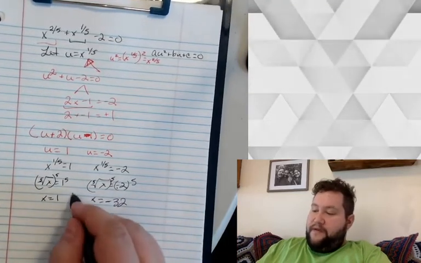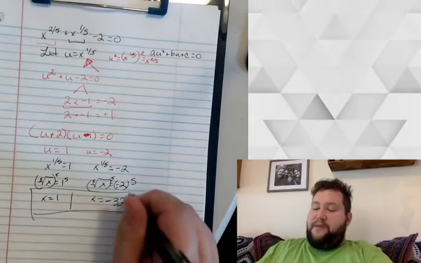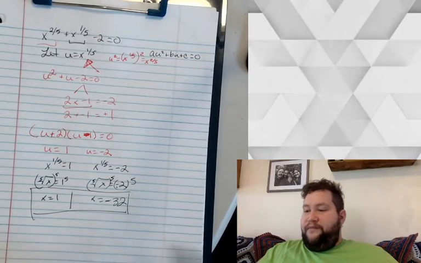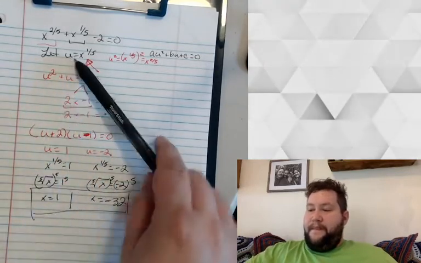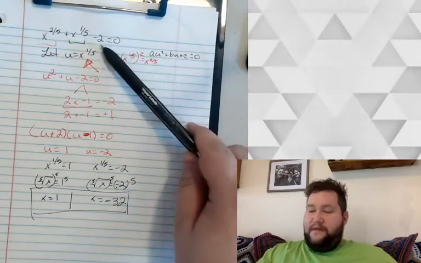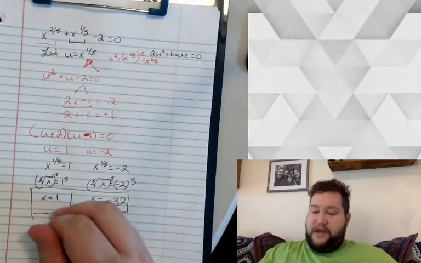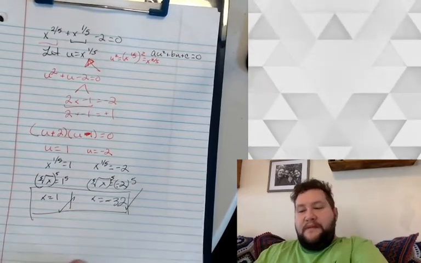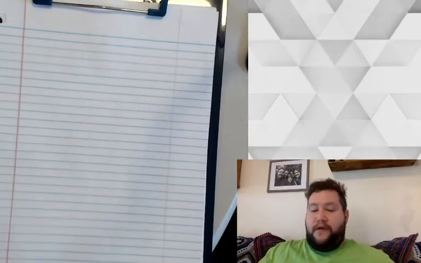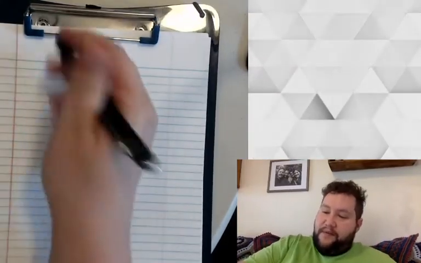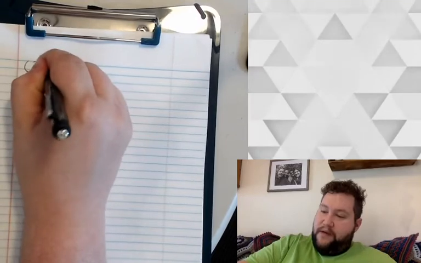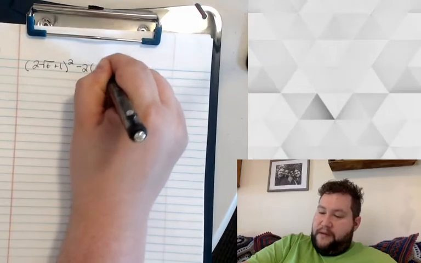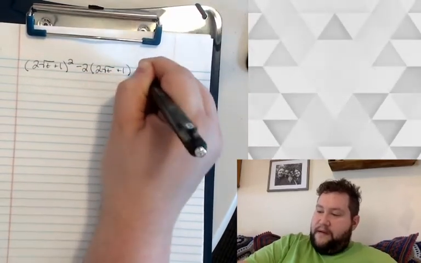Those are our 2 solutions. You can go back and check those in the original. 1 plus 1 minus 2 is 0. 4 minus 2 is 0. They both check out. And then sometimes our u substitution is a little bit more involved. So look at this example. 2 root t plus 1 squared minus 2 root t plus 1 minus 3 is equal to 0.